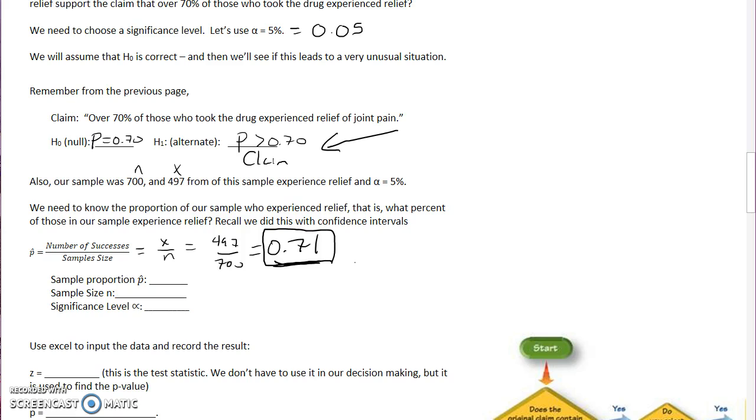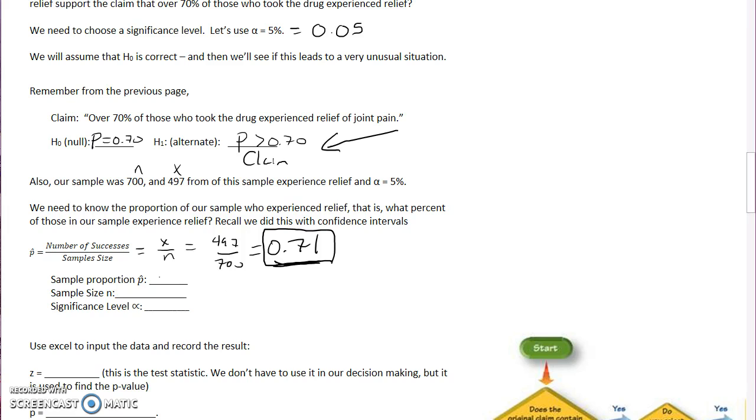I like to say that this doesn't pass the smell test. It's really hard to claim that it's over 70% when you're just 1% over. I'm not sure that this data is going to be strong enough for us to support the claim. I think this is going to show us, and we're going to walk through that process now.